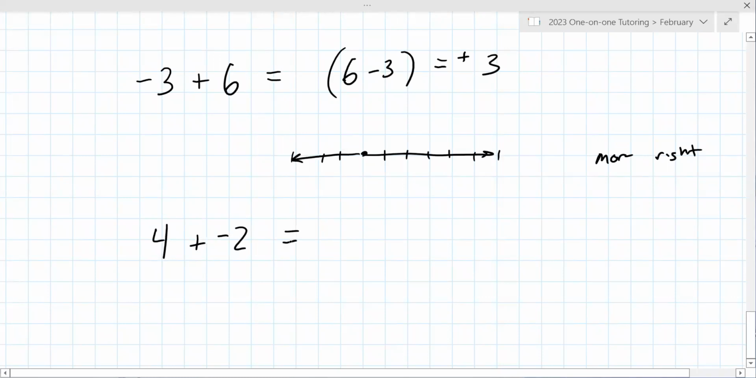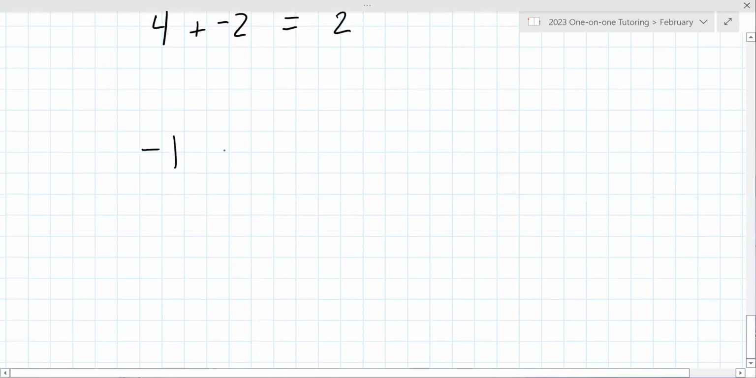Okay. How about this one here? 4 + -2. Okay, so it's just 2. Good. How about -1 -1? That's -2. Good. 5 - 7. That's just 2. Try again.